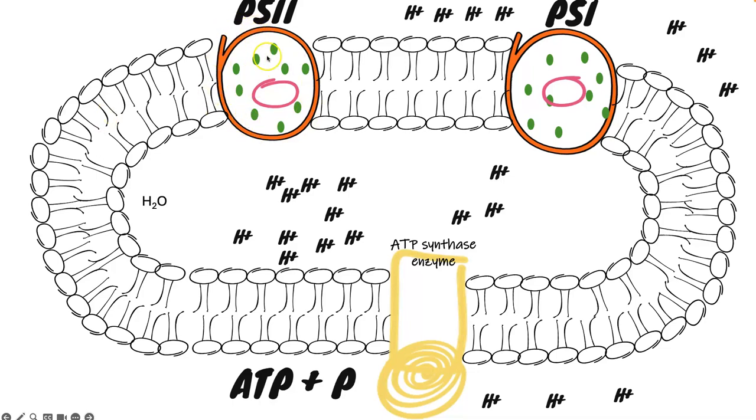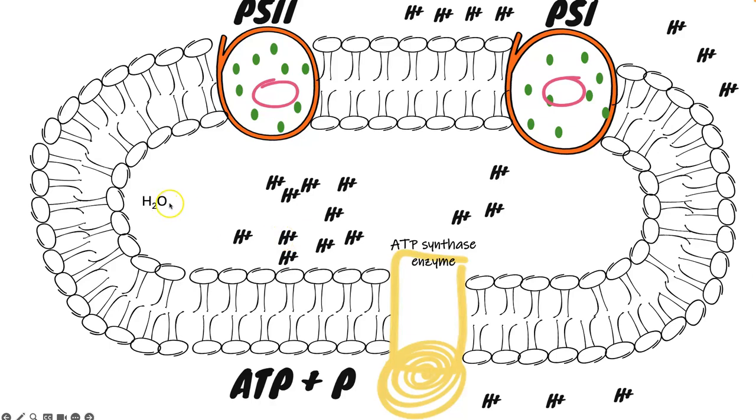Up here we have PS2 with these little pigment molecules, the green things, and a reaction center. Over here we have PS1 with these pigment molecules and the reaction center. Down here in the membrane, we have the ATP synthase enzyme. So now we're going to talk through what happens.